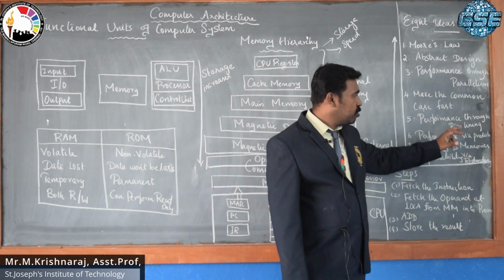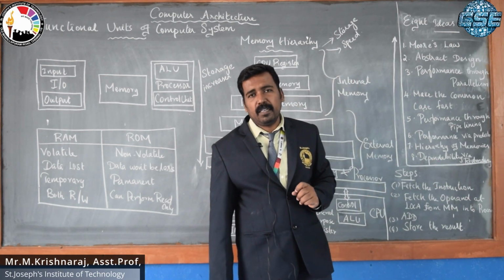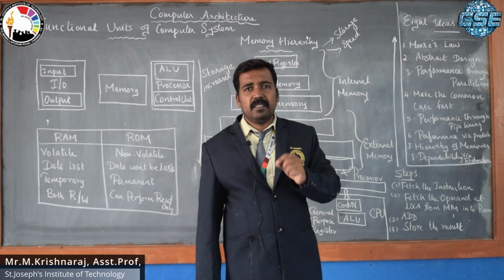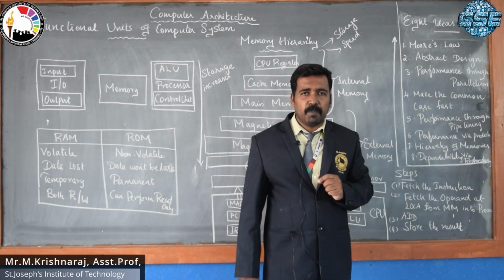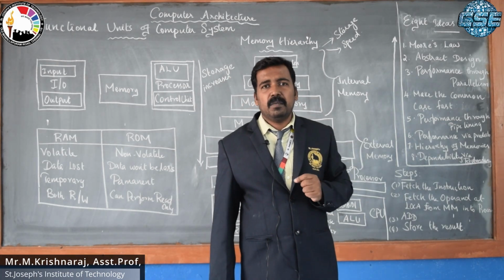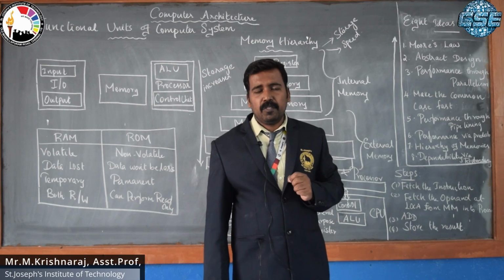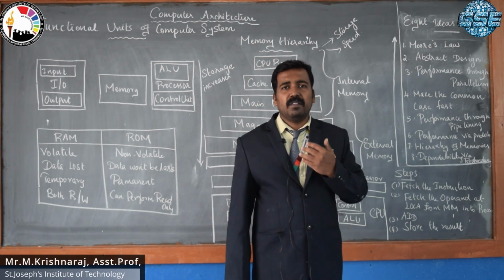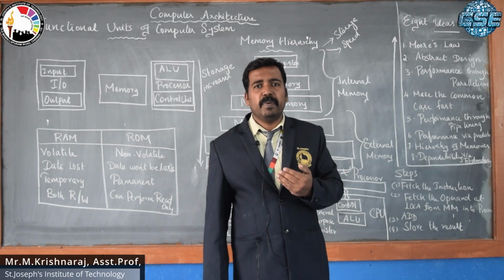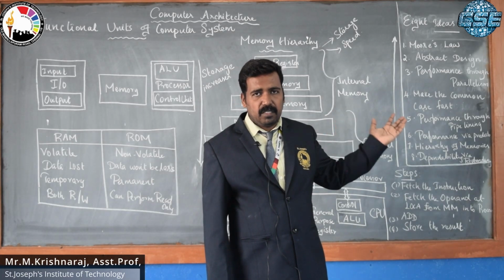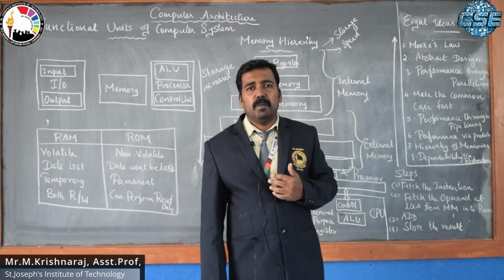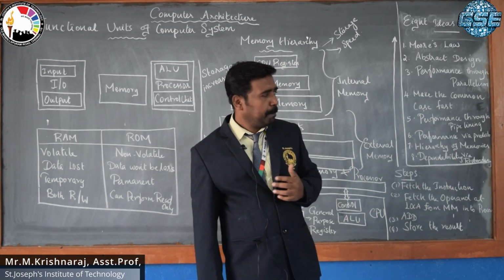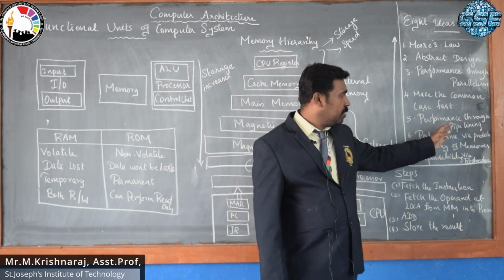The fifth one is performance through pipelining. Pipelining is a technique in computer architecture. It makes the CPU or processor execute tasks simultaneously. Okay, we can say a CPU has good performance when it is able to perform multiple tasks at a time. That is called pipelining.